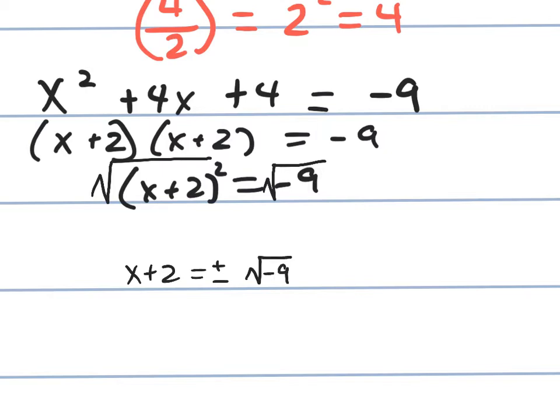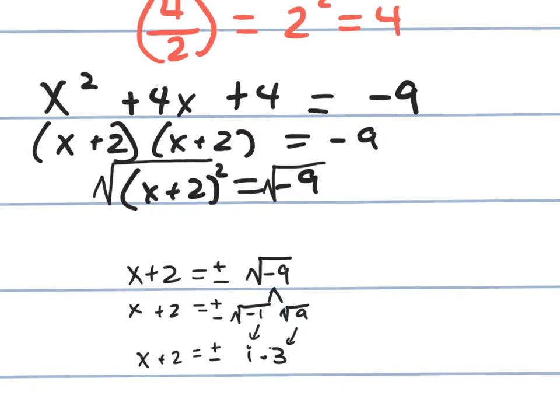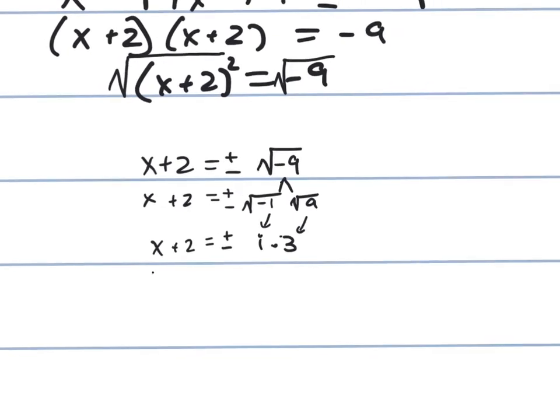And then you split up the square root of negative 9 into the square root of negative 1 and the square root of 9. The square root of negative 1 is imaginary, and the square root of 9 is 3. So that becomes 3. That becomes i. Moving down. Then you go x plus 2 is equal to plus or minus 3i. And then you would subtract 2. Good. Subtract 2. And then we get x is equal to negative 2 plus or minus 3i.